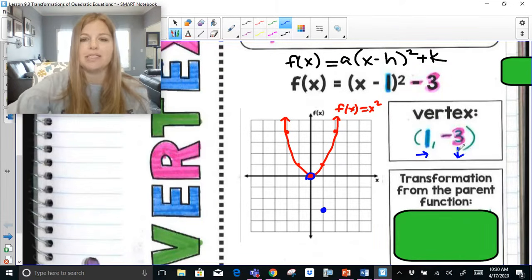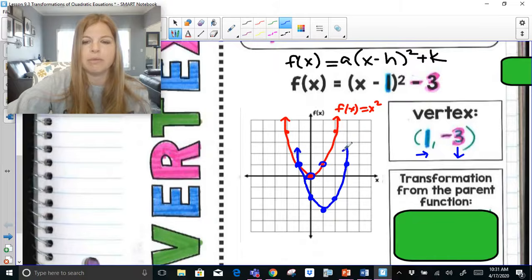Well, part of it. So if I was to take this vertex and just move it 1 unit to the right, 3 units down, what if I did that to all my other points? What if I took this point here and I went 1 unit to the right, 3 units down? This one, 1 unit to the right, 3 units down. 1 unit to the right, 3 units down, which is actually this point here. And if I graph that, that would be my function.